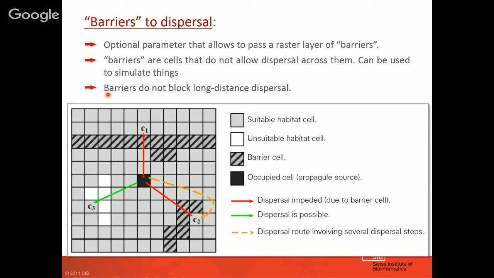And also worth noting is that barriers do not block long distance dispersal. Only the regular dispersal is affected, because we chose to do it in that way, because basically the long distance dispersal is to model non-standard and very random dispersal events. So there is no reason that they are blocked by barriers.